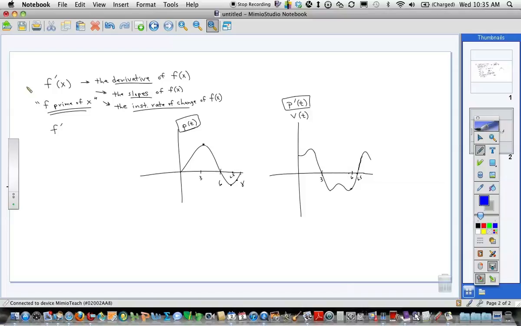Acceleration. So the slope of this, the derivative of P prime, is P double prime. That would also be V prime. That's the derivative of the V function, the velocity function. And we also call it acceleration. So a rate function, that's another term we use for derivative.